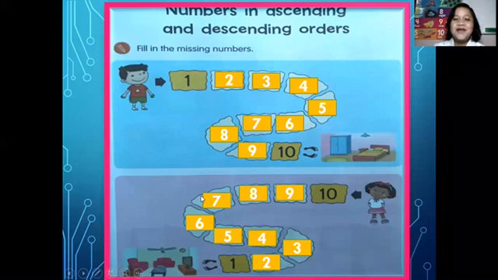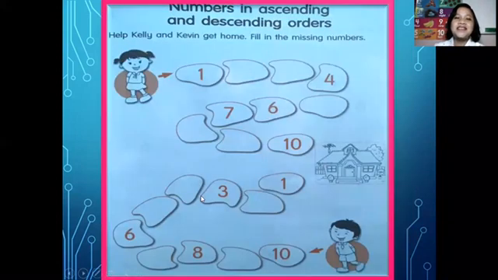Yes? Very good. And next. So you are going to help Kelly and Kevin get home. So you are going to fill in the missing numbers. So you have to write your answers on a piece of recycled paper. Do you understand? Yes? All right. Okay, so this is Kelly. Kelly wants to go home.